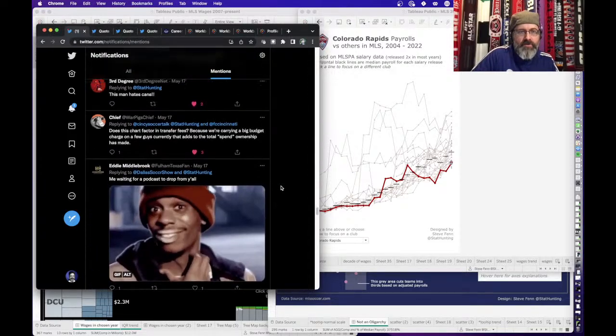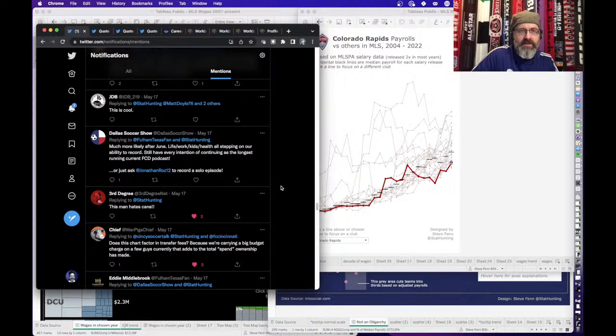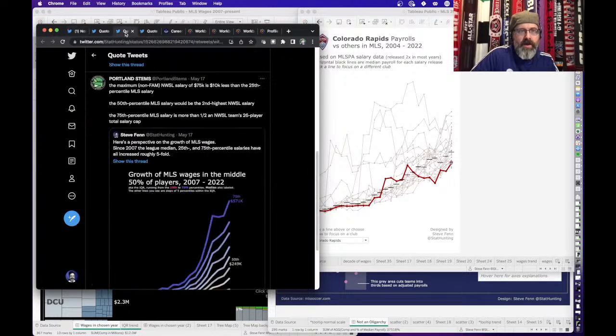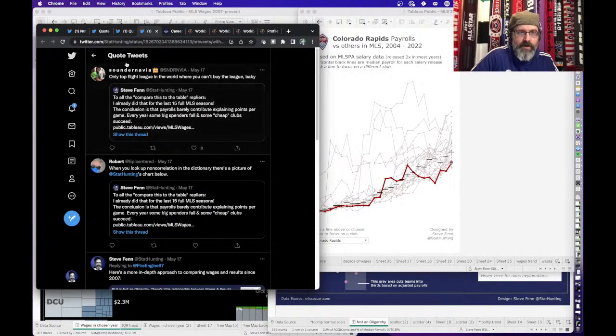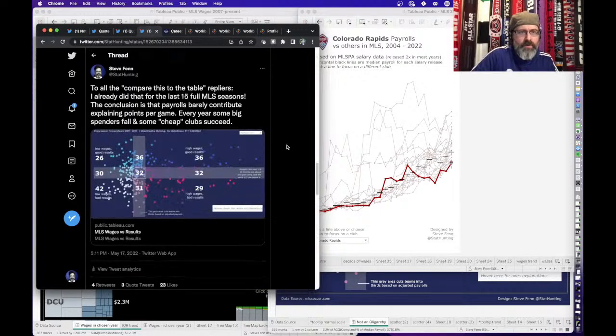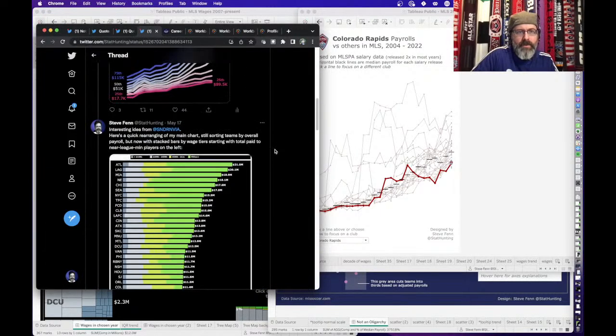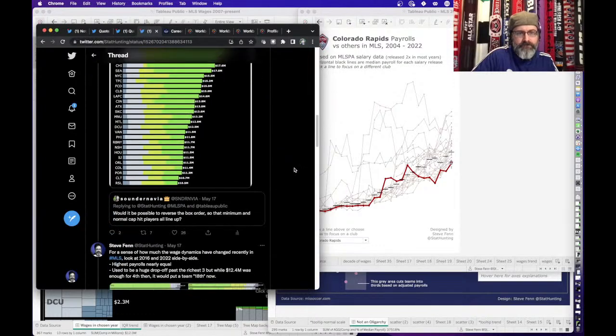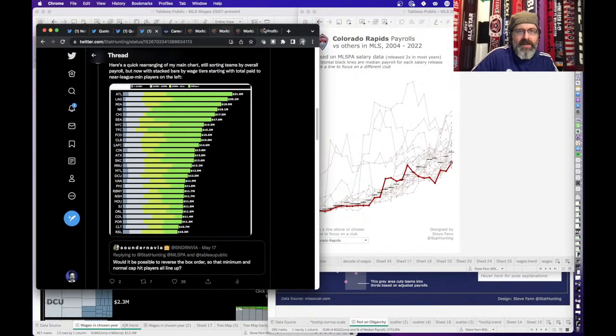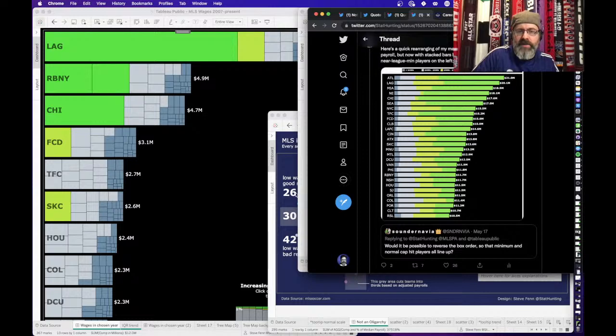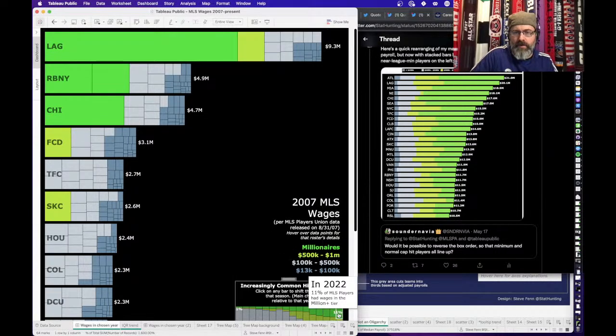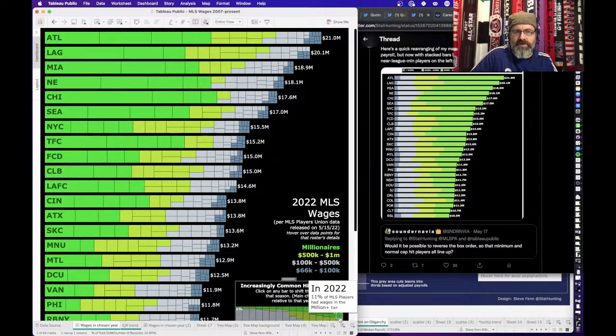Most of this is already talking about many of the things that I already mentioned. There was an interesting comment from Sounders Navia, who wanted me to look at what would happen in my main chart if I resorted everything to have the lowest wages on the left. So I got a basic version of that mocked up, and it's kind of an interesting alternate way to look at this.